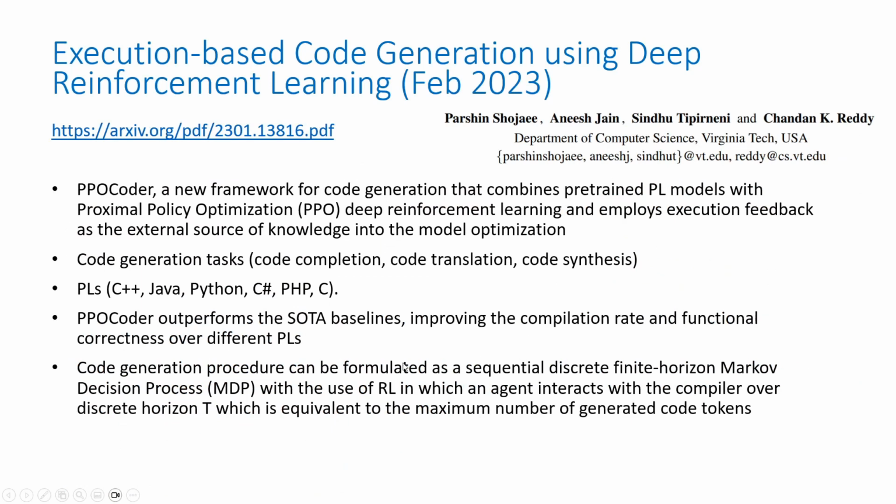Okay, so PPOCoder is what the project is, and it combines existing programming language models with the PPO agent, and employs execution feedback from the compiler. The code generation tasks include code completion, code translation, and code synthesis. And the languages are C++, Java, Python, C#, PHP, and C. And they improve the baselines, as we're going to see in a moment. And as in the case of CompilerGym, they're going to model the problem as an MDP, Markov decision process. And basically, yeah, that's what they do.